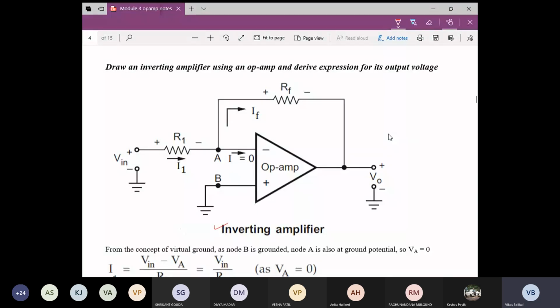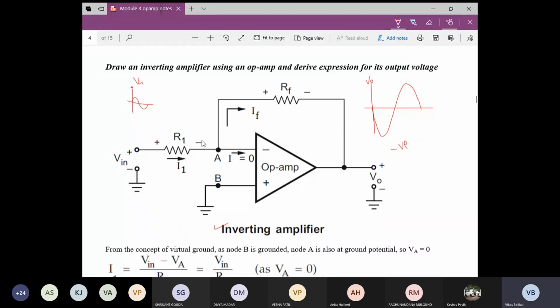Like I told you, the output voltage expression has a minus sign. Because it is behaving as an inverting amplifier, the output voltage will be exactly 180 degrees out of phase with the input voltage. So because I am going to get an inverted output, exactly 180 degrees out of phase, I am bound to get a negative sign at the output side. That negative sign indicates that the output is 180 degrees out of phase. Fine, so let's kickstart.